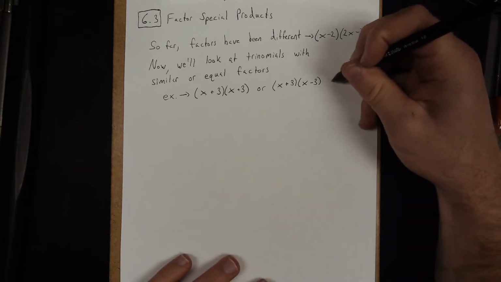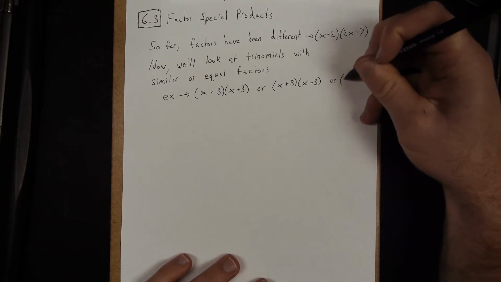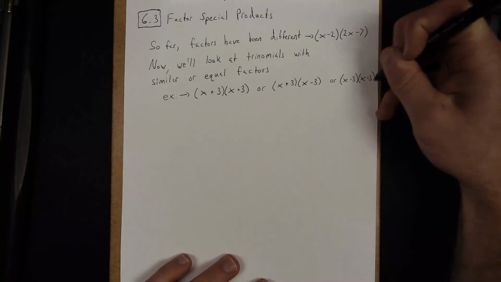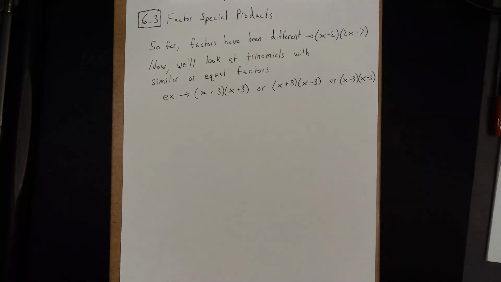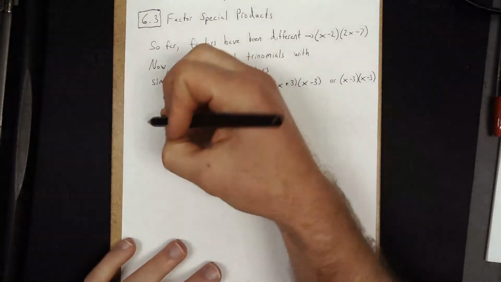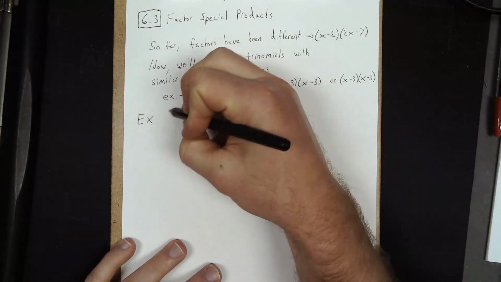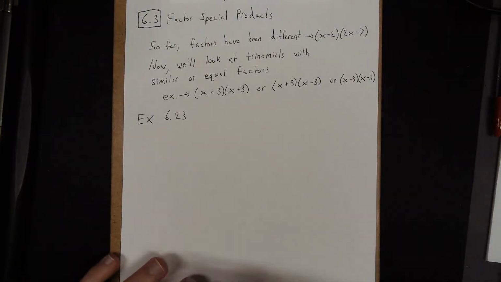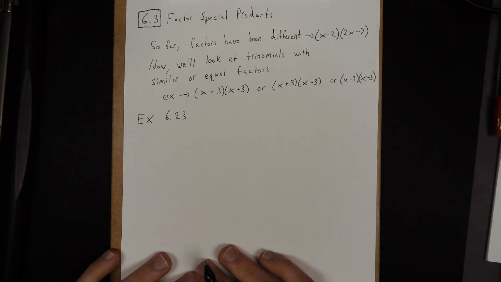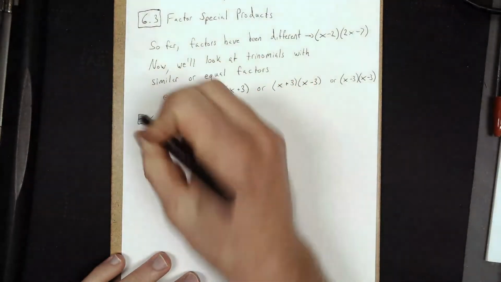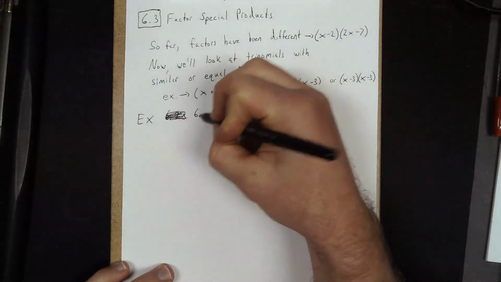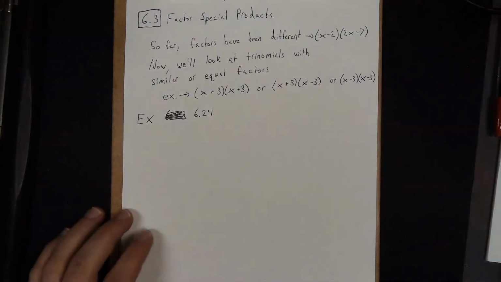Also, I didn't mean to exclude this, but you can definitely have an x minus 3 times an x minus 3. So, for example, scratch that. We're going to do example 6.24.